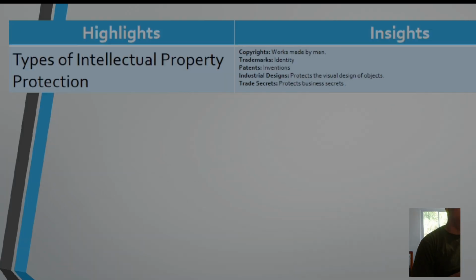The highlight is about the types of intellectual property. When we say intellectual property, it's basically a belonging or a secured belonging of a person or individual. There are certain types of intellectual property.